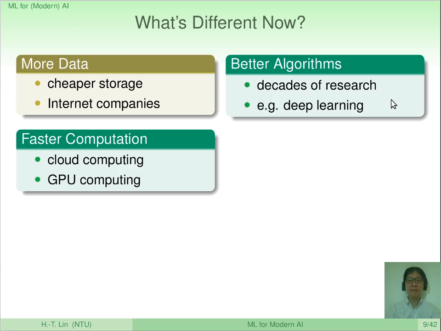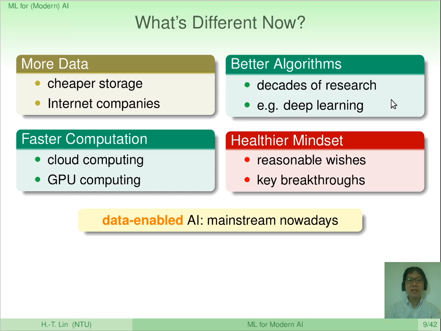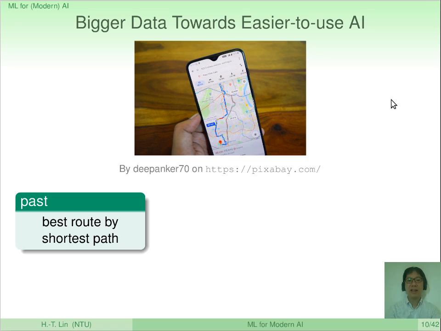And also in machine learning, there are better algorithms after all these years of development, like the deep learning that you have heard of. And there's a healthier mindset after we suffered from the two AI winters. People now learn to make reasonable wishes to align what AIs can do along with what we want. And there are key breakthroughs that keep strengthening people's confidence in those AI systems. And in all this, the main important thing is that nowadays AI is data driven, and with more data, we can actually get better AI. I want to highlight an example here about how bigger data can tell us easier to use AI.